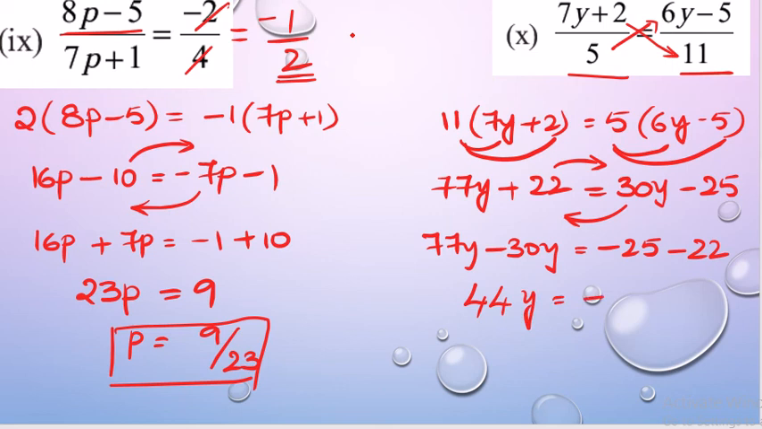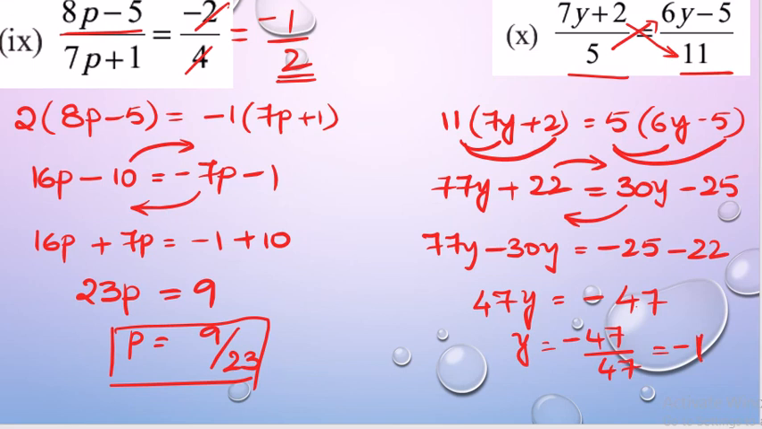44y is equal to minus 47, right? 5 plus 2 is 7, 2 plus 2 is 4. Now 77 minus 30 is nothing but, sorry, here the subtraction is 47. So 77 minus 30 is 47. So from this, y is equal to minus 47 by 47, which gives me minus 1. So the value of y is minus 1.